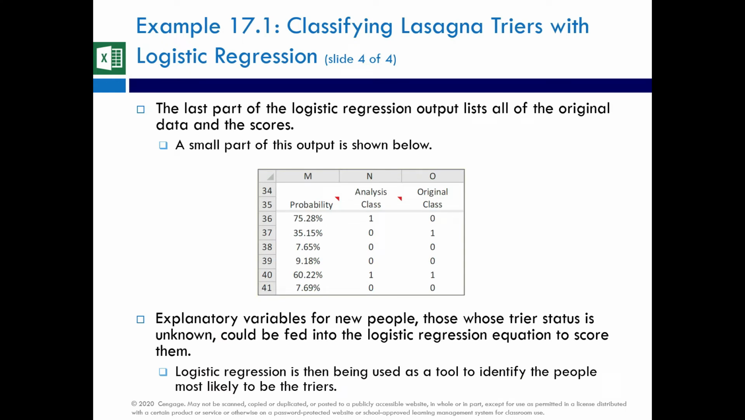The last part of the logistic regression output lists all the original data and their scores. Explanatory variables for new people, those whose tier status is unknown, could be fed into the logistic regression equation to score them. The logistic equation is being used as the tool to identify the most likely tiers.